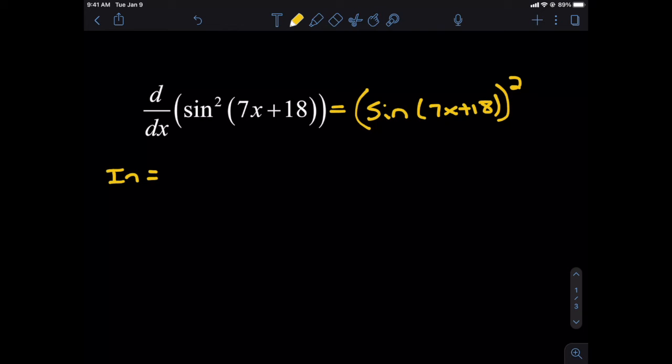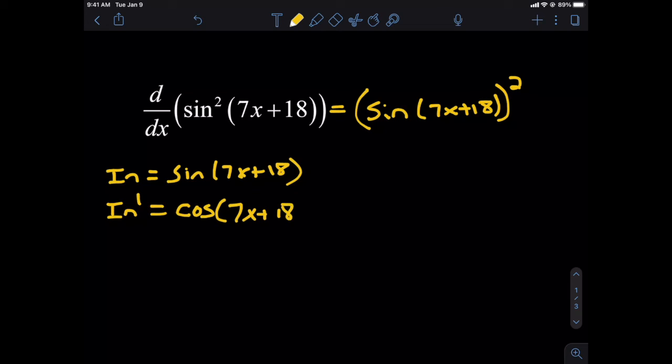This time our inside function is the function inside the main set of parentheses, sine of 7x plus 18. When we go to get in prime, you'll notice that again we have a chain rule. Our outside function is sine, whose derivative is cosine. Chain rule says evaluate that at the inside, so we'll keep those parentheses the same, 7x plus 18, and then we multiply times the derivative of the inside function here. Derivative of 7x plus 18 is just 7.